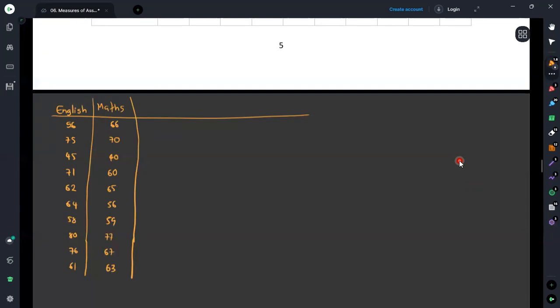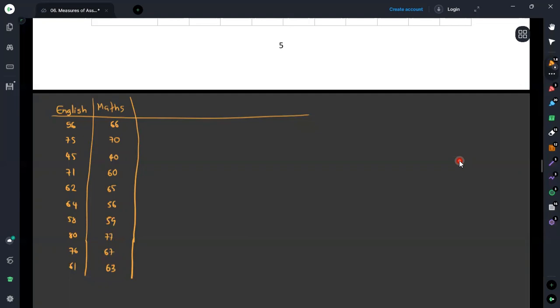These are the data that they have provided. If I explain this data, student number one has got 56 for English and 66 for mathematics. Then student number two has obtained 75 for English and 74 for maths. Then 45 for English, 44 for maths. Likewise, these are the values that we are getting.